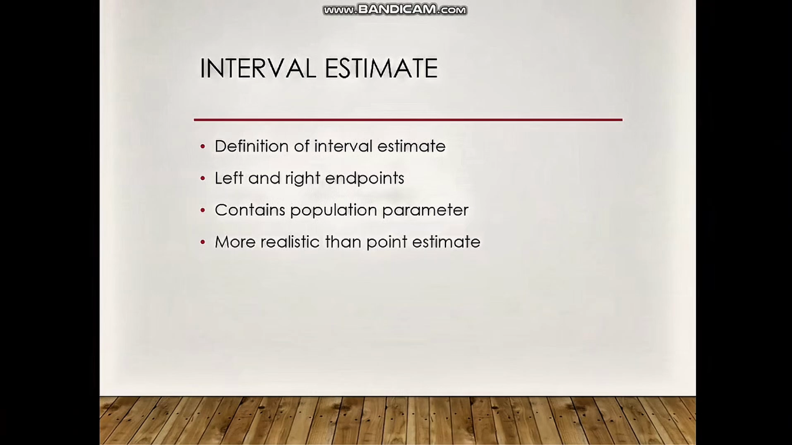An interval estimate gives a range of possible values for a parameter. This interval has a left endpoint and a right endpoint. We expect the true population mean to be inside the interval. Because of this, interval estimates are more useful than point estimates. For example, instead of saying the mean is 75, we say it's between 72 and 78.